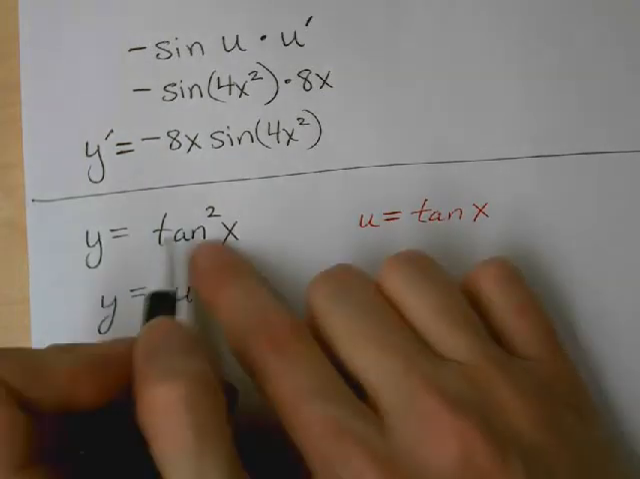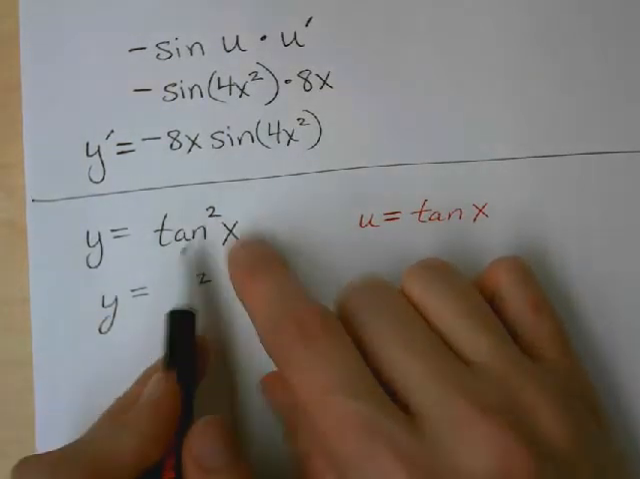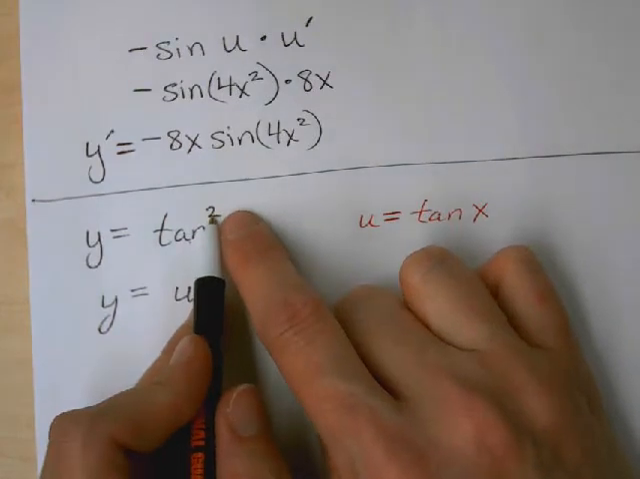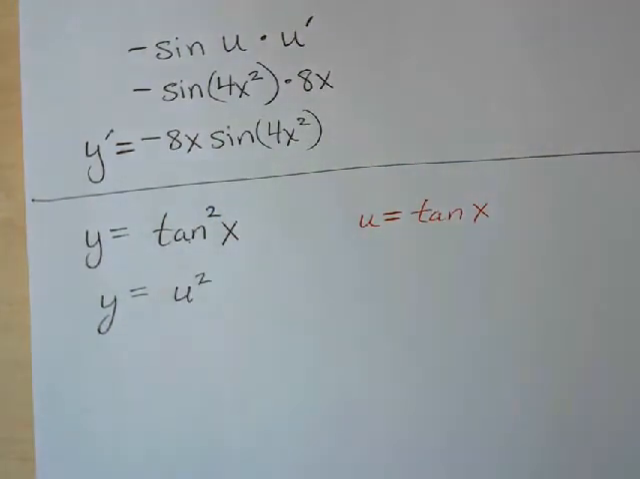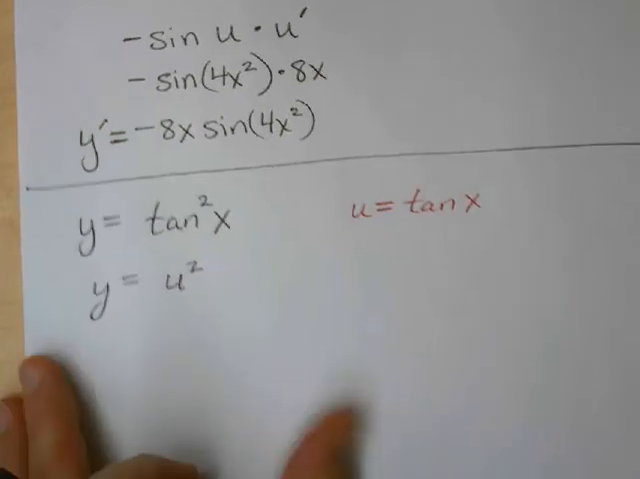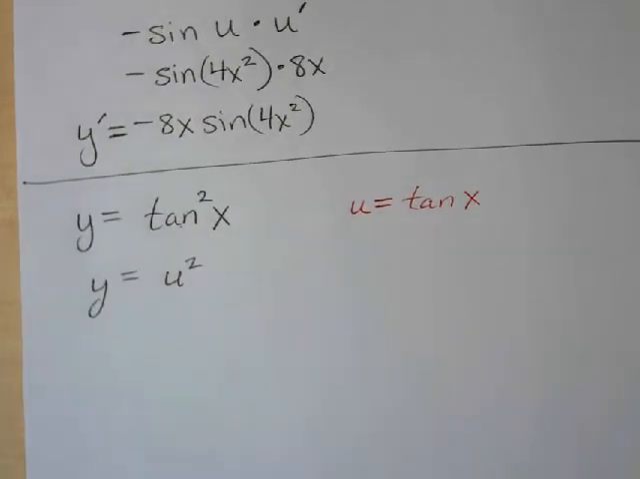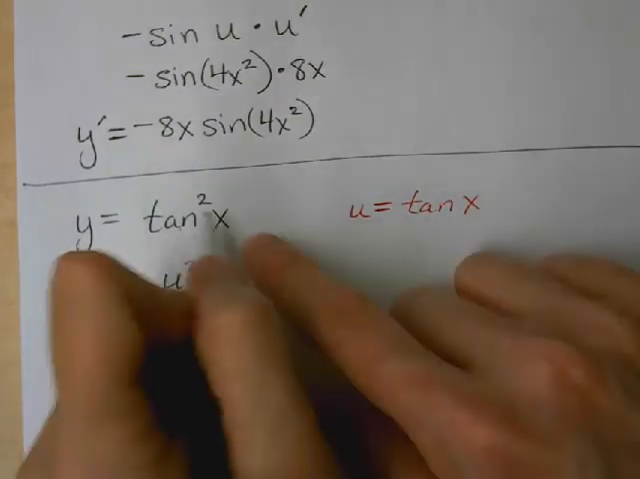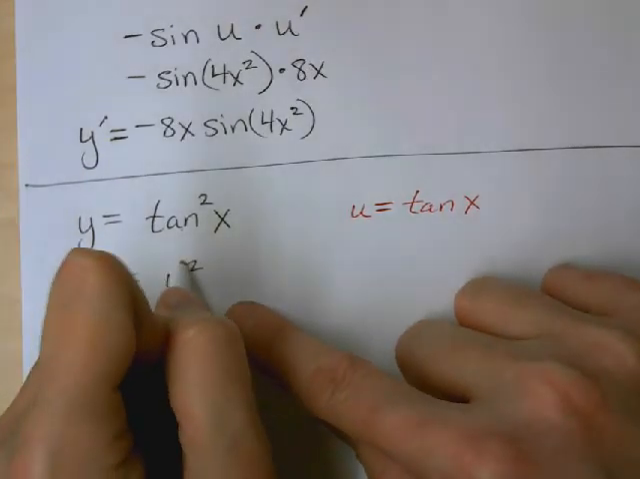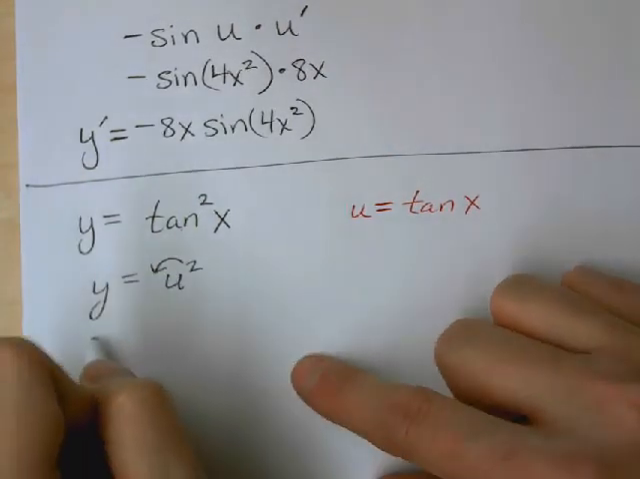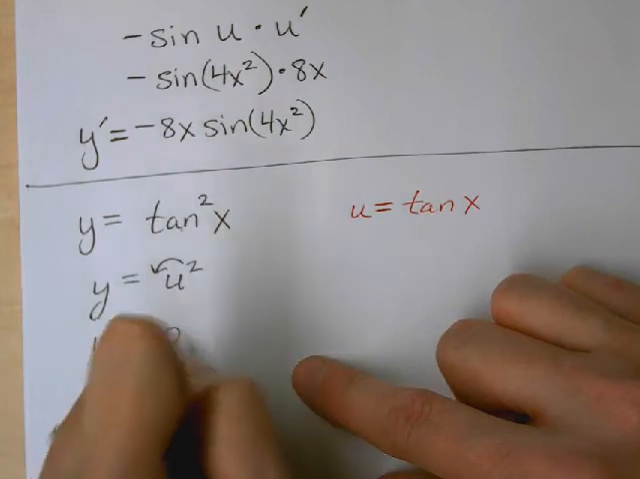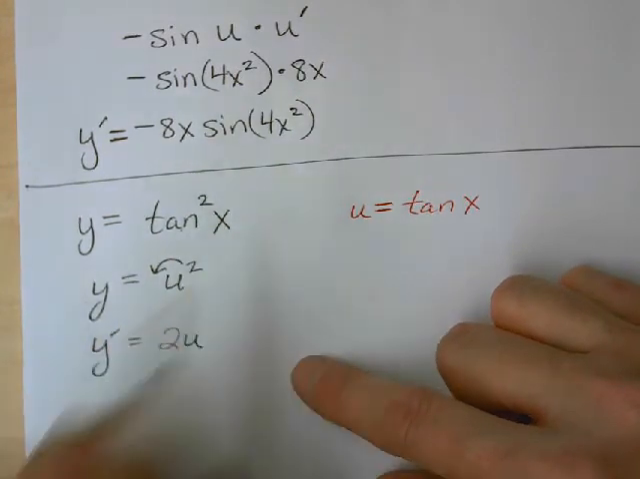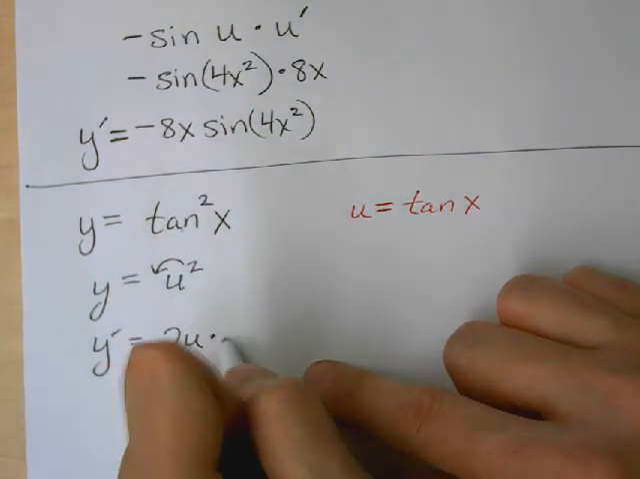This one's kind of different because it's like something to the second power. So the tangent is that something. It is kind of weird. It's just something to a power. Because we don't know the derivative of tangent squared. We just know the derivative of plain old tangent. So you have to do your power rule. You bring the second power to the front, so it'll be 2u to the first power, and then times the derivative of u.